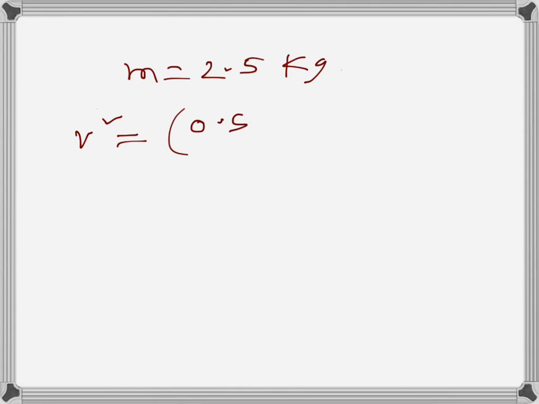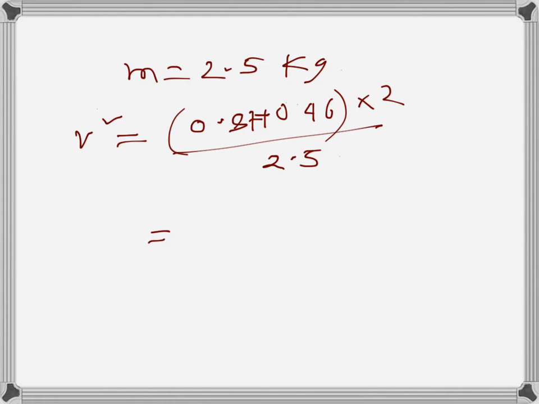So if we do that, V square will be, m is 2.5 kg, so V square will be 0.97 plus 0.46, times 2 divided by m, which is 2.5.